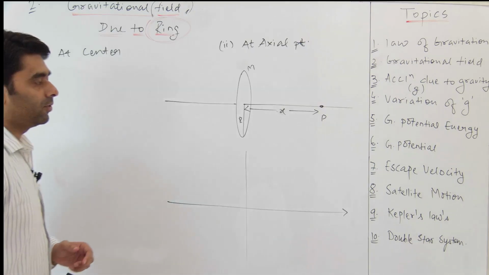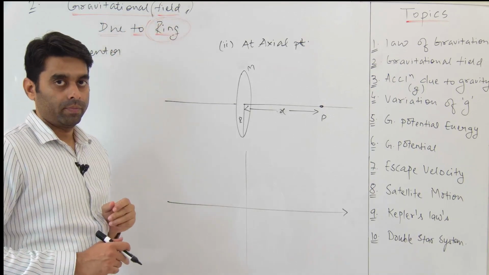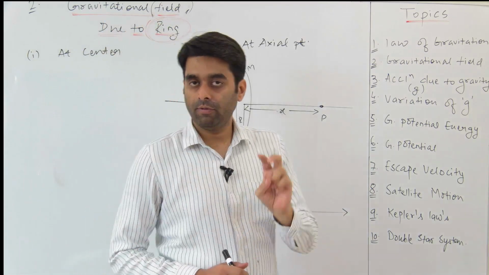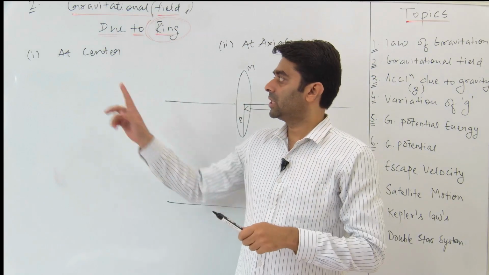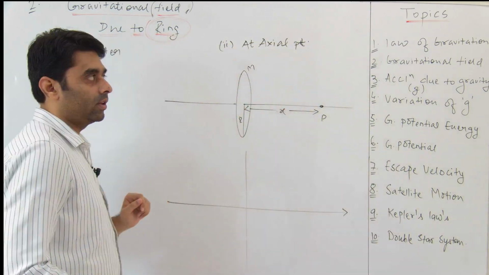Okay, so the first element that we are looking at is the gravitational field due to a ring. In the gravitational field due to a ring, we will consider two specific points. First is at the center and then at an axial point. Let us first focus on the center.